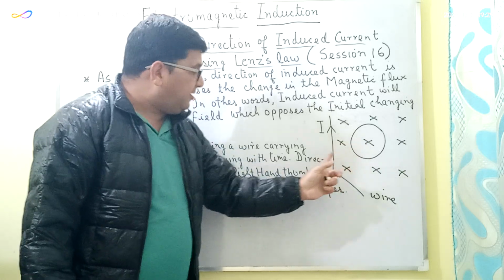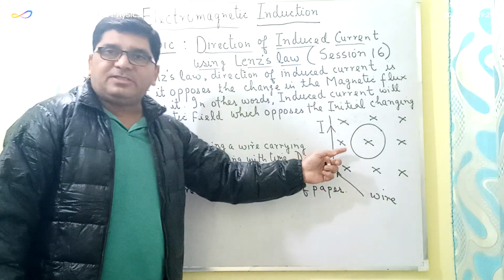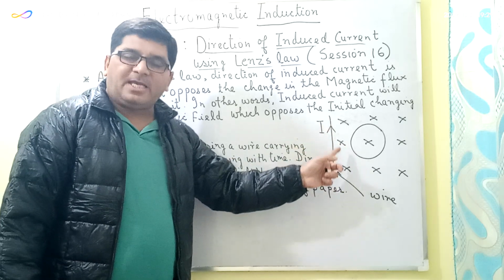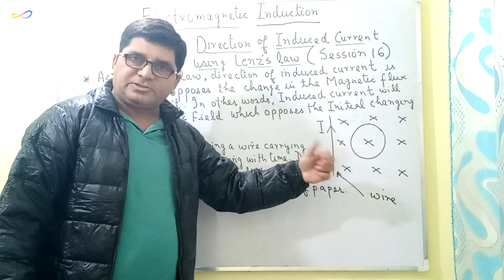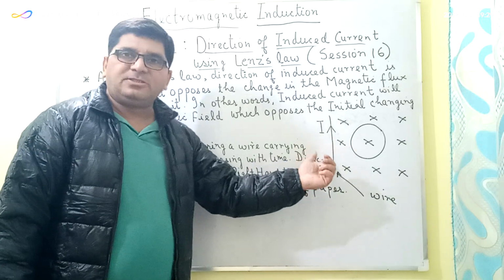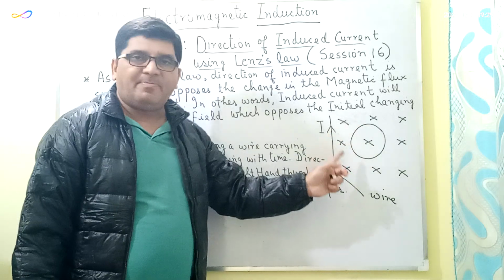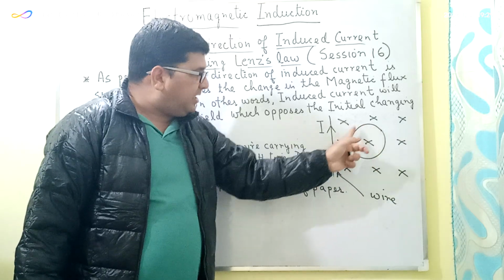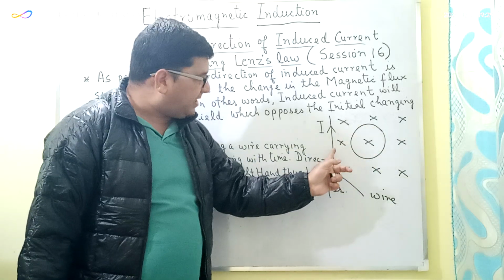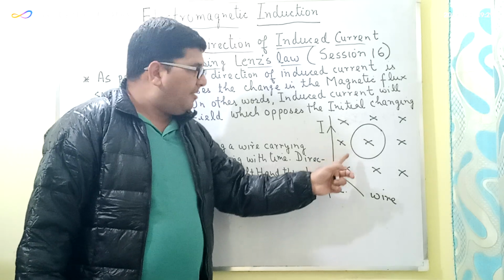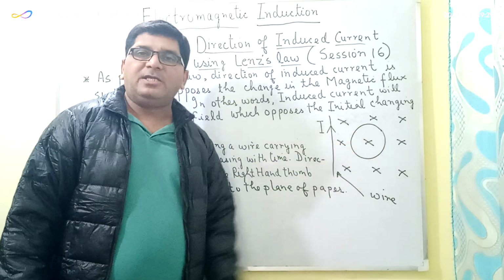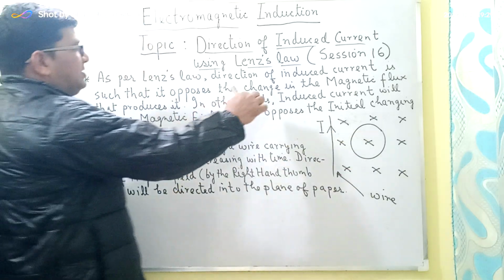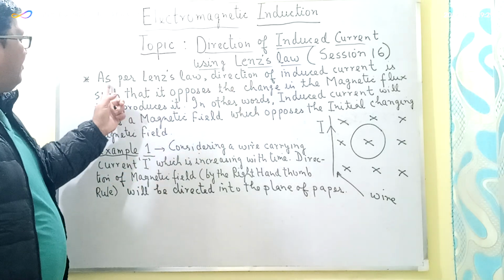These cross marks indicate that the direction of the magnetic field is directed into the plane of the paper. Now here the current is increasing with time. It means that the magnetic field due to this current carrying wire will also increase with time, and due to the change in the magnetic field, there will be a change in the magnetic flux. Because of the change in the magnetic flux, there will be an EMF induced in this coil which is placed adjacent to this current carrying wire, and because of that induced EMF, an induced current will be produced in the coil. Now the direction of the induced current will be given by the Lenz law.